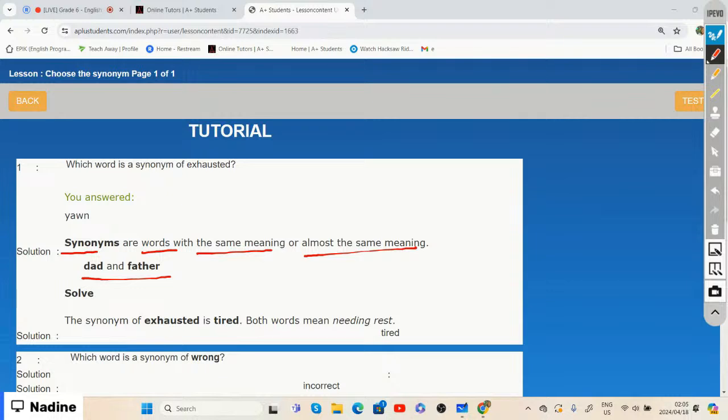If we look at another pair of words that are synonyms, we can say mom and mother. These are also synonyms, because you can say this is my mom, this is my mommy, this is my mother. Mom and mother both play the significant role of being a mom or a mother. So mom and mother or dad and father are synonyms. They are words with either the same meaning or almost the same meaning.